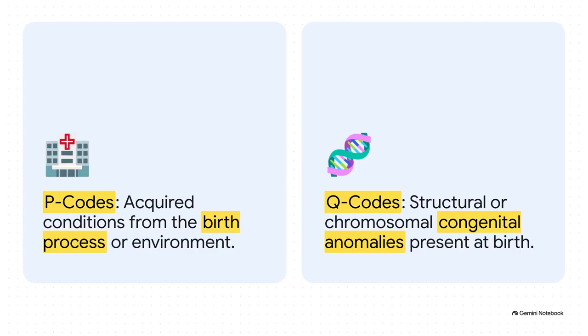Chapter 17 Q codes, however, are totally different. Those classify congenital anomalies. We're talking about structural deformities or chromosomal abnormalities that the infant was intrinsically born with, stuff like a cleft lip, Down syndrome, or congenital septal heart defects. So remember, P codes are acquired, Q codes are structural and developmental.